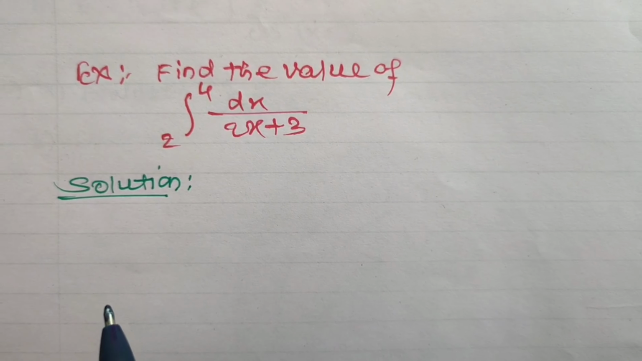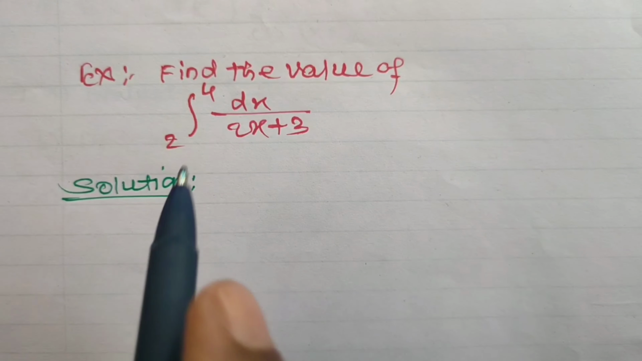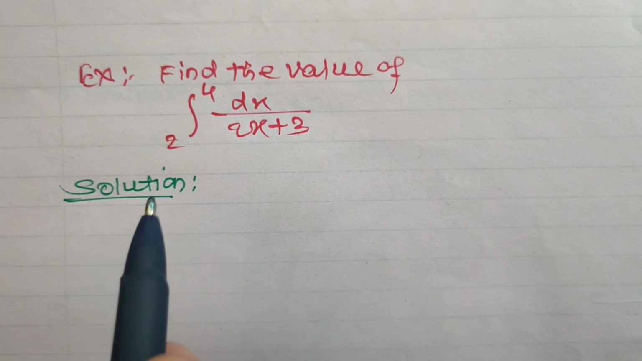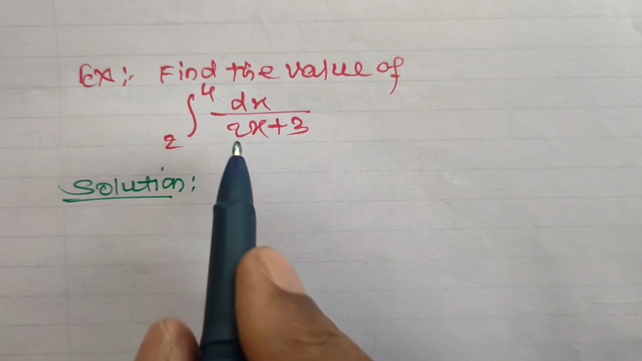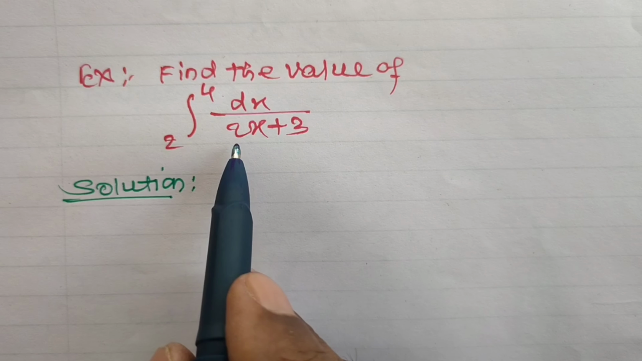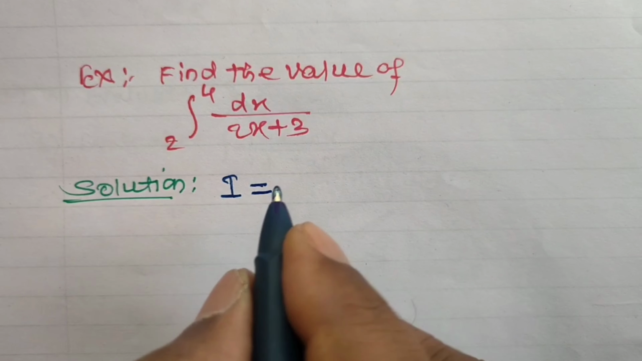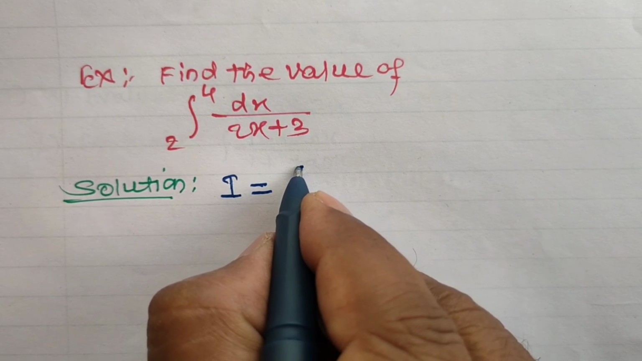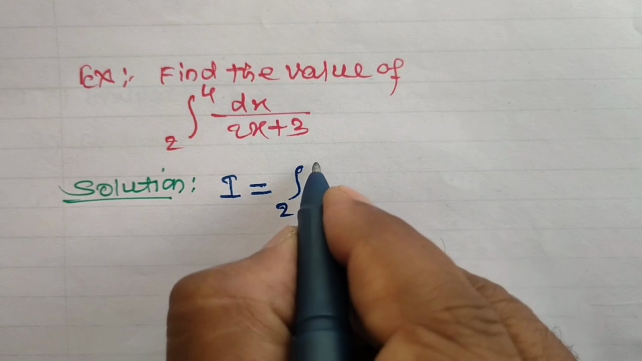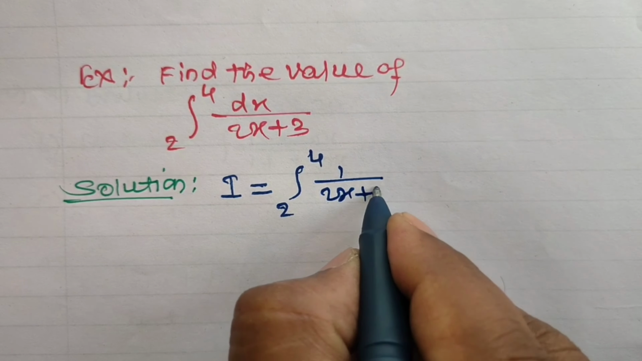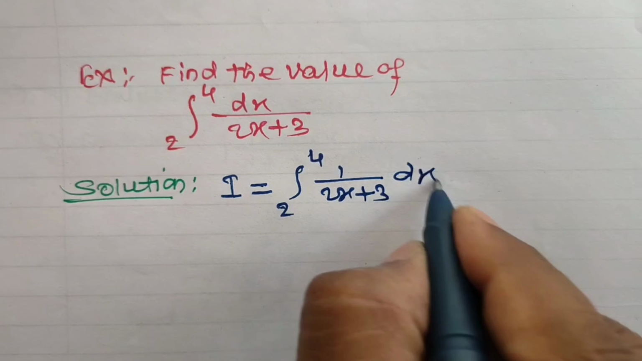Hello everyone, let us find the value of this integral, which is a definite integral. Lower limit is 2 and upper limit is 4. Hence, integral from 2 to 4 of 1 upon 2x plus 3 with respect to x. Solution for this: let us represent the given integral as I. Hence, I is equal to integral from 2 to 4, 1 upon 2x plus 3 dx.